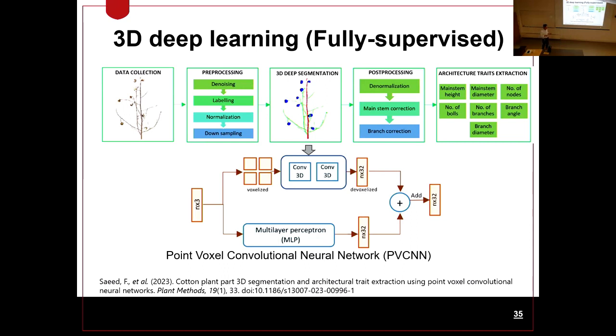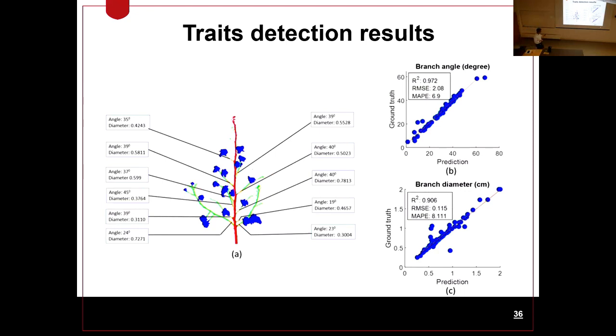So in this method, we combined these two. We have two branches. In the first branch, we directly process the points. In the second, we do the voxelization first, and then we use the 3D convolutional operation to process the voxels. And then we combine these two features together and do the segmentation. For this branch, we have many mature deep learning networks, for example, PointNet, PointNet++. These two are widely and commonly used for 3D point cloud processing. But here we just used the multi-layer perceptron, that's MLP, in order to save computing resources. So with these two branches, we can extract the features for the segmentation, and then we can do the cotton plant segmentation.